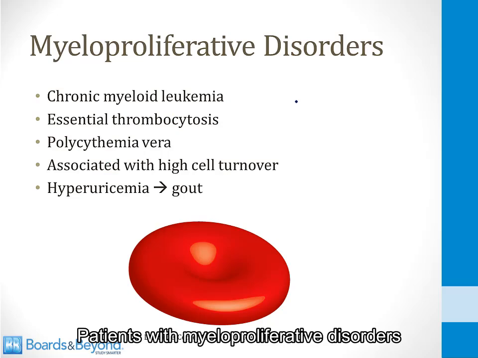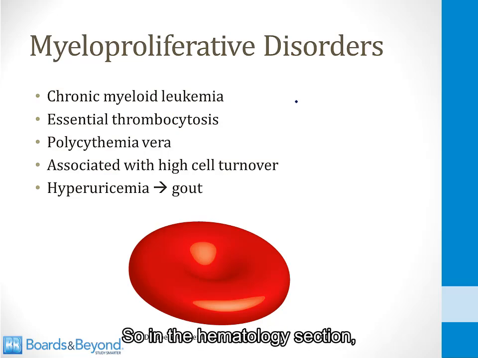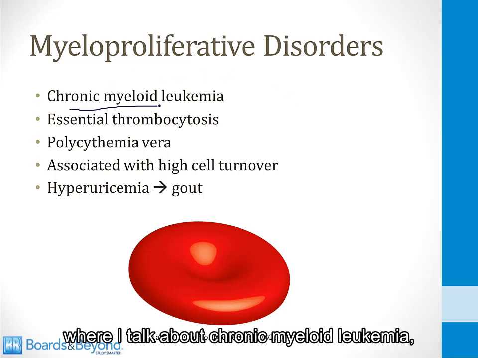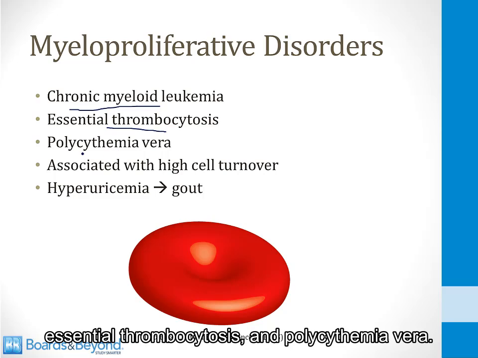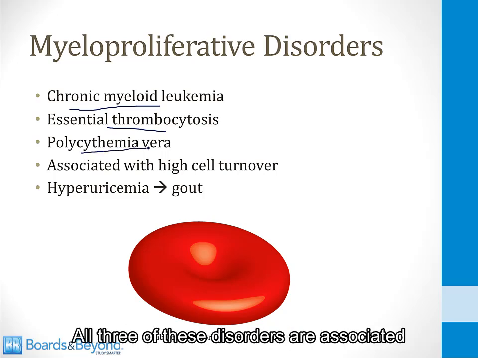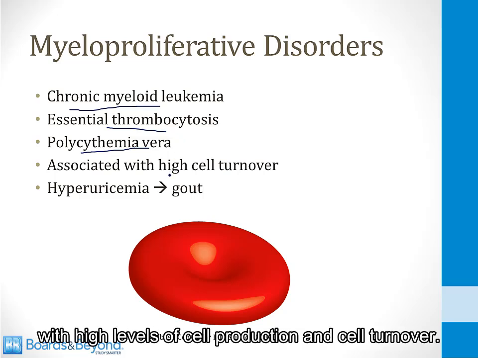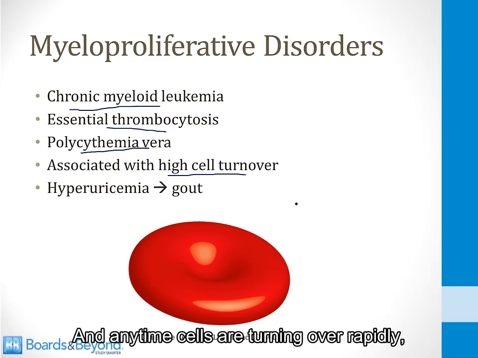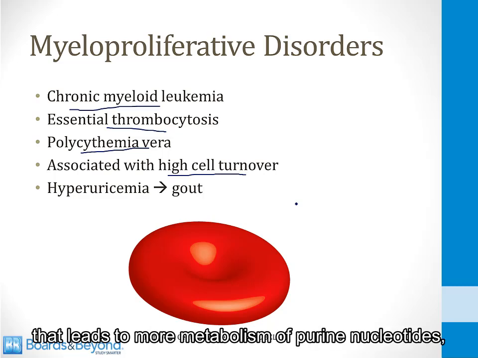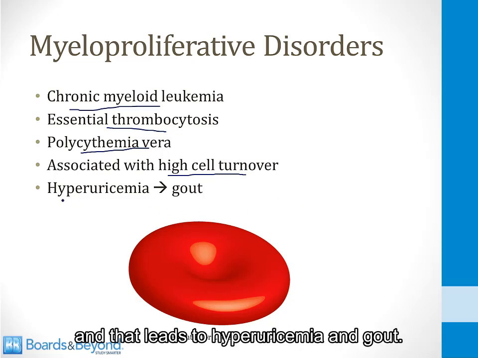Patients with myeloproliferative disorders commonly develop gout. So in the hematology section, I have a video on these disorders where I talk about chronic myeloid leukemia, essential thrombocytosis, and polycythemia vera. All three of these disorders are associated with high levels of cell production and cell turnover, and anytime cells are turning over rapidly, that leads to more metabolism of purine nucleotides, and that leads to hyperuricemia and gout.